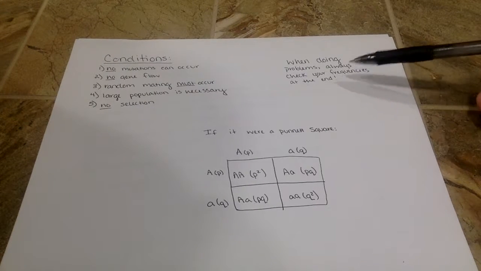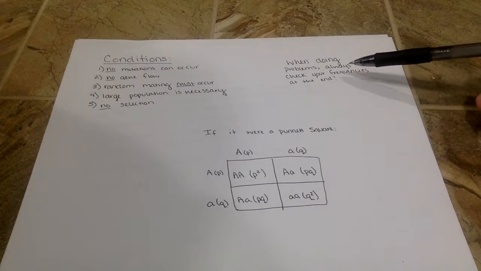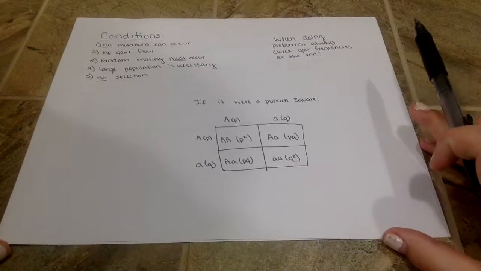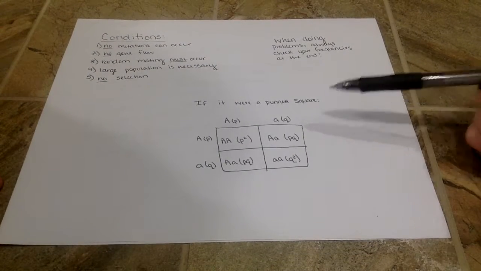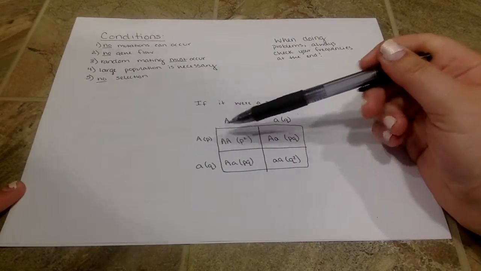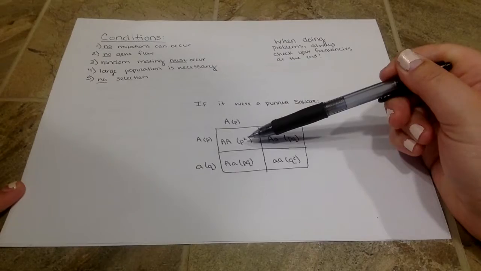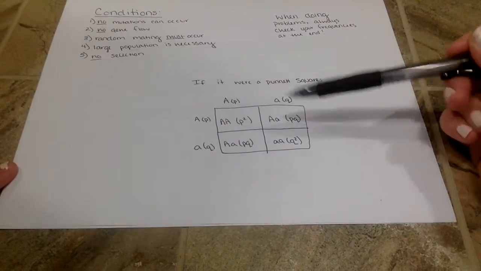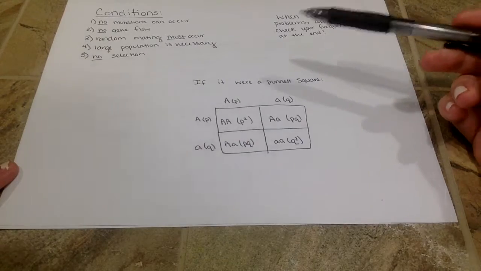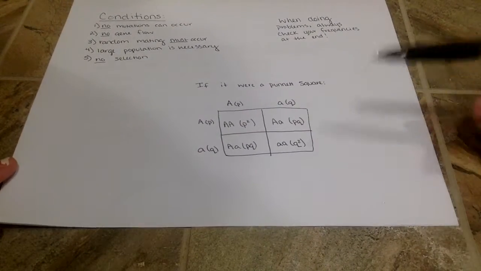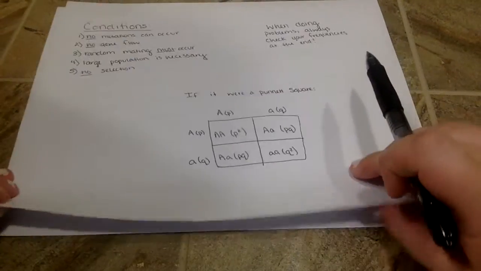When doing problems with Hardy-Weinberg, it's always important to check your frequencies at the end so that you can avoid mistakes. So if it were a Punnett square, you could visualize it as this. AA, dominant homozygous, is going to be p squared. Aa is going to be pq, the heterozygous, same thing here. And then homozygous recessive is going to be aa, which is q squared. All the same thing.